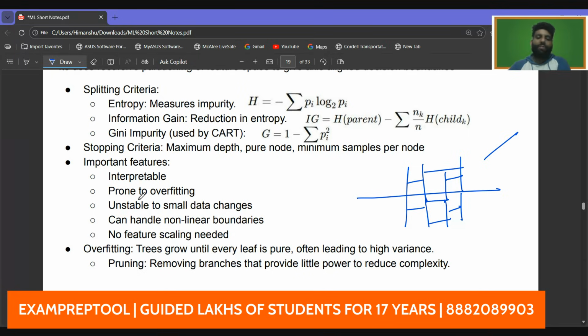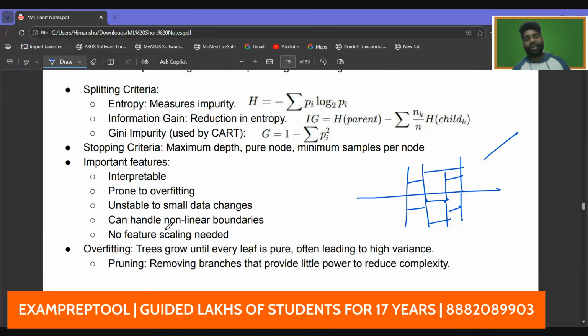Prone to overfitting. If we keep going down and down, we might be overfitting. If I do not restrict the maximum depth or minimum samples per node, I might get just one data point in each node at last, which would be prone to overfitting because I overlearned everything. I learned the noise as well. So that's the problem with decision trees, they are very much prone to overfitting. Unstable to small changes: if the data changes a bit, the tree changes, because we are just going by the scale of our features. So that's a problem.